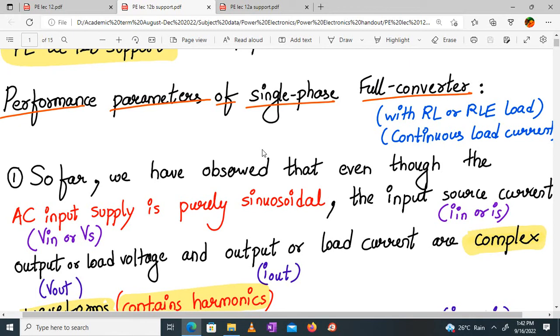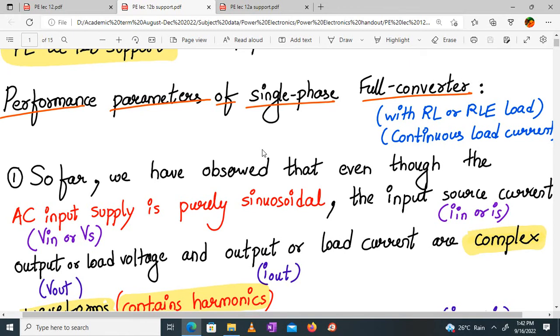In this derivation, in this performance parameters, we are assuming two things. RL नहीं तो RLE load है. अभी RL और RLE load से same for continuous mode of operation, right? Second thing क्या assume कर रहे हैं? Continuous load current. ये दो चीजें याद रखो.